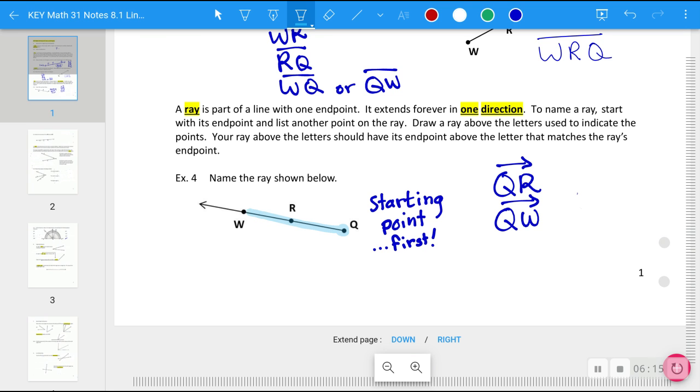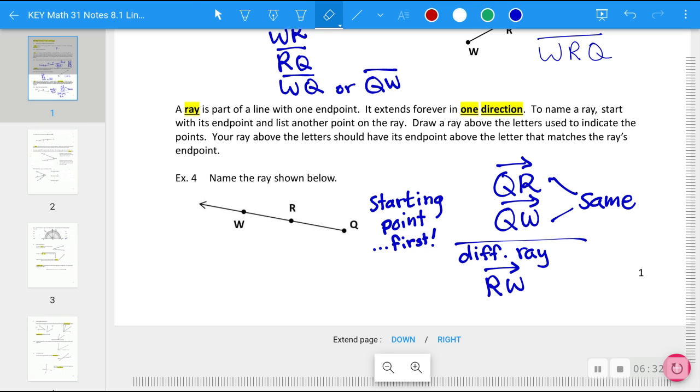You may notice that I just passed R, and you're going forever that way. So that's the exact same highlighting I did a second ago. So ray QR and ray QW are the same ray. All right, if we uncover another possible one here, we're going to say ray RW, and that ray is actually not the same as the other two.